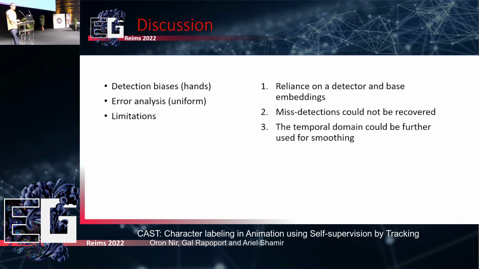Another limitation is related to the fact that we worked with a pre-trained detector and a base embedding, which requires some animation data to be trained upon. Although we trained the detector for recall orientation, meaning that we don't want to miss any character, we still could not recover cases where we failed to detect one. And lastly, as mentioned before, we can further use the temporal information for smoothing and analysis.